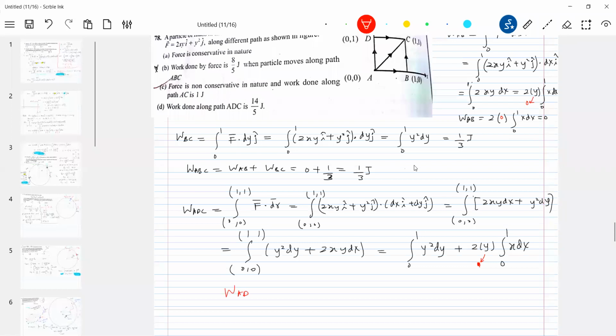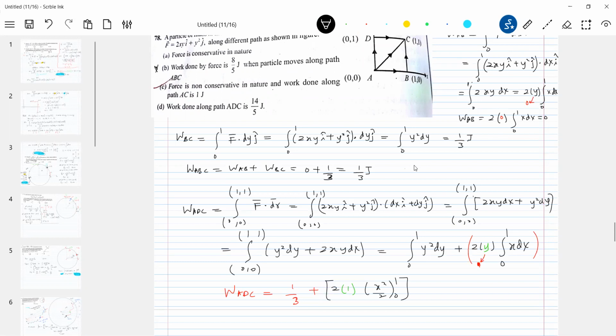So the work done along the path ADC: y cube by 3, so this will be 1 by 3, plus, no, this should be 2 into, I'll substitute the value of y as 1. I'm giving the green color also so that it will help you. And then the integral of x dx, what do you get? x square by 2. One step I will write, no problem.